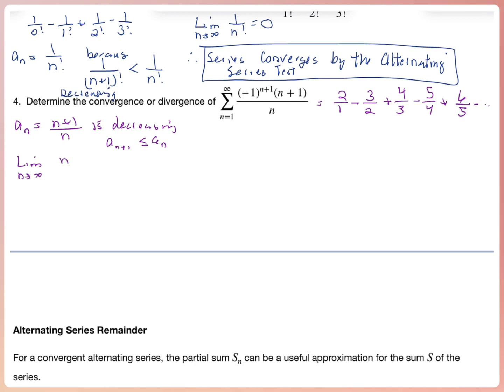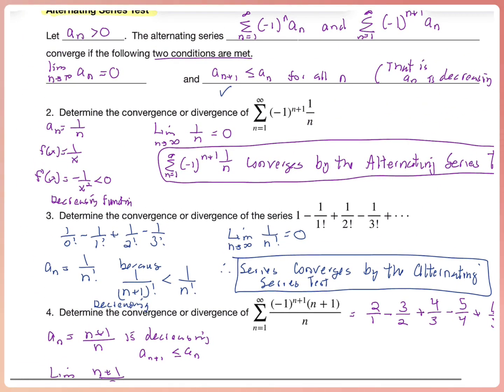And now next we need to figure out the limit as n goes to infinity of n plus 1 over n. So let's break up that fraction: n over n, which is 1, plus 1 over n. The limit of 1 is 1, and the limit of 1 over n is 0. So our limit equals 1. Uh-oh, we didn't get 0. So the alternating series test fails.